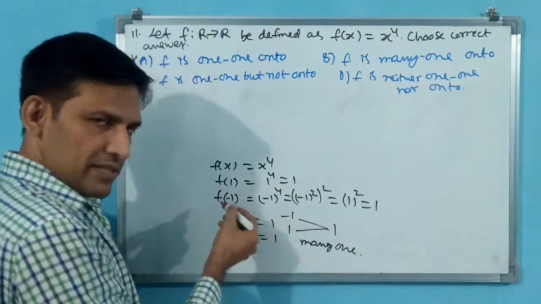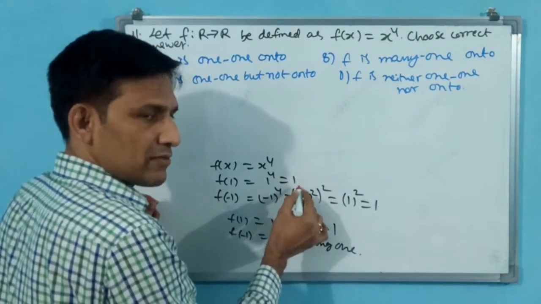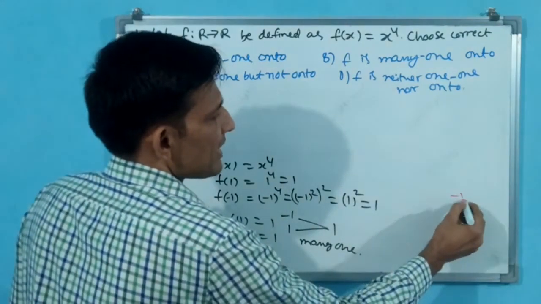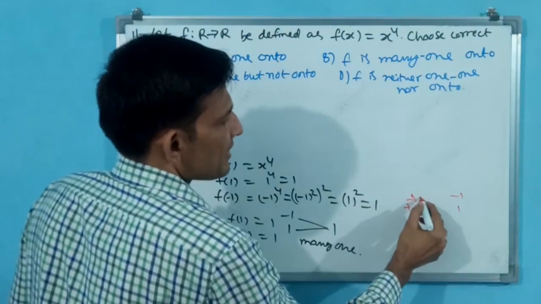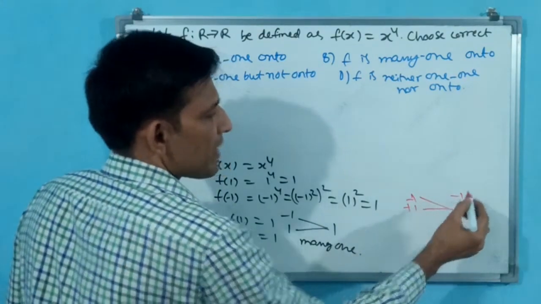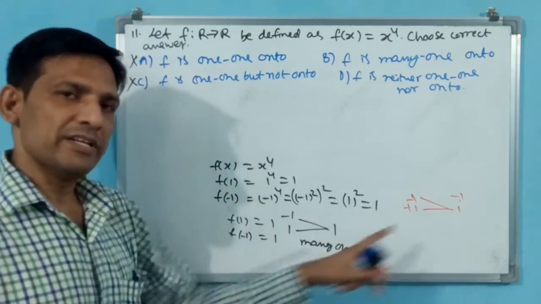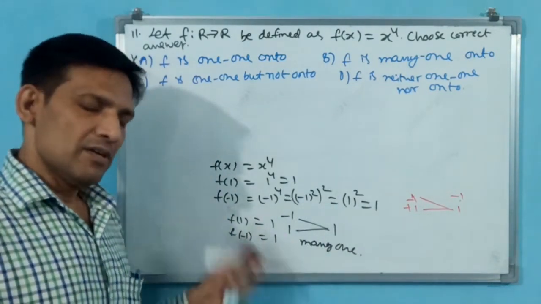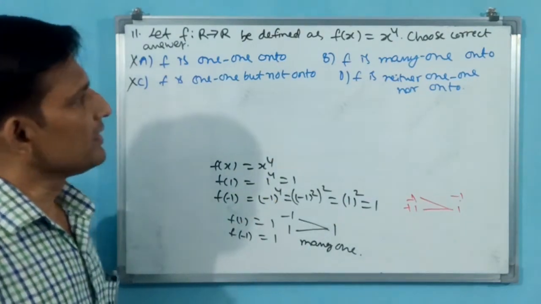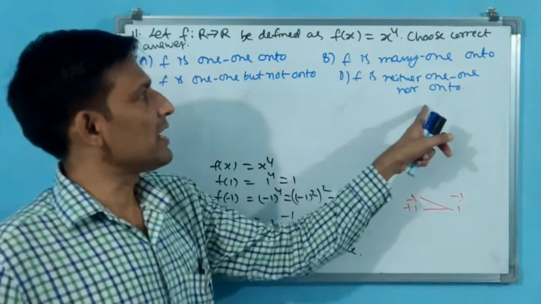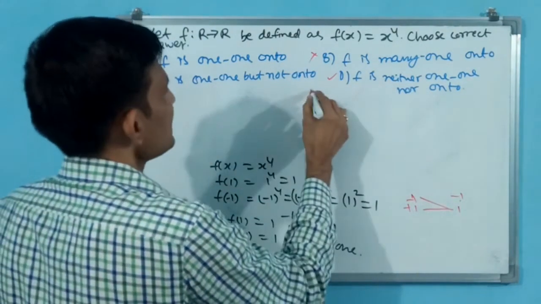See here with the same number only. Minus 1 if you give, plus 1 has come; plus 1 if you give, plus 1 has come. What about this side, minus 1? Minus 1 and plus 1 both are having relation with plus 1 only. But here what about minus 1? Minus 1 is left on that side. Minus 1 doesn't have any relation with the domain. Therefore this is not onto. Okay. That means F is neither one-one nor onto. This is correct. This is wrong. Answer is D.